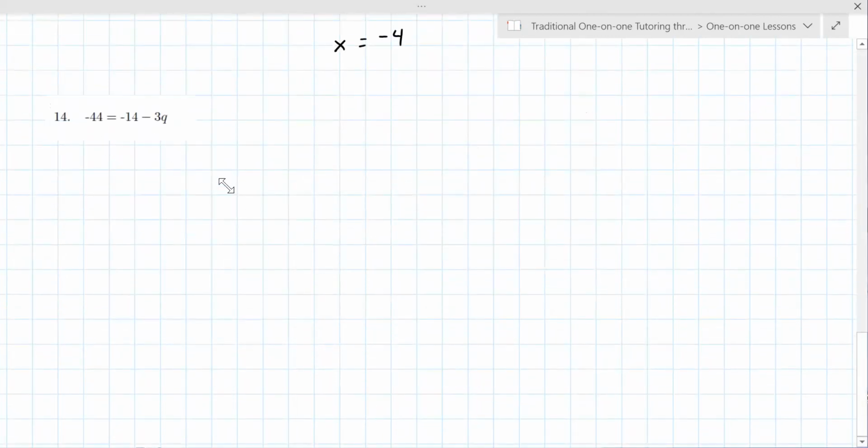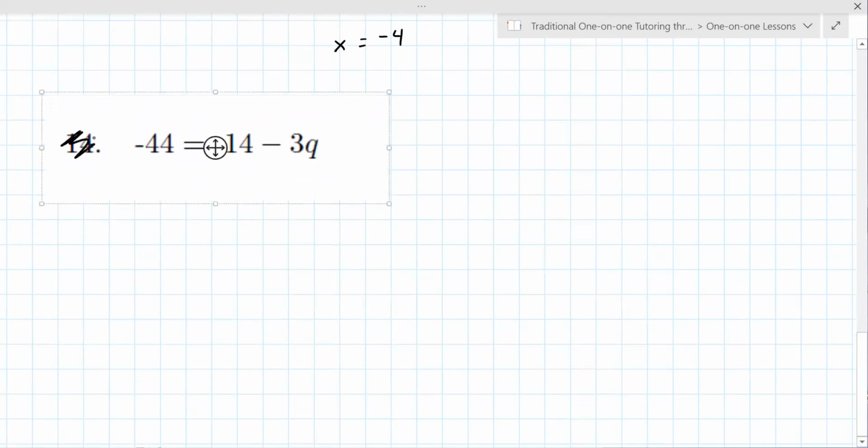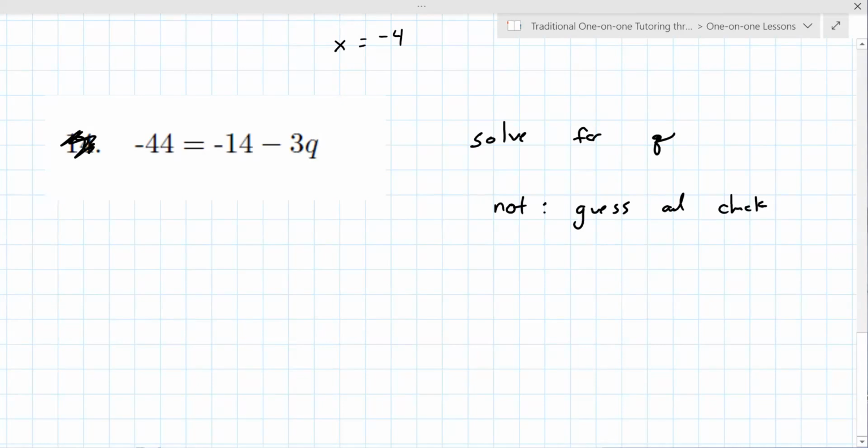All right, so this question says -44, forget about this 14 on the left. It says -44 equals -14 minus 3q. And you're being tasked to solve for q. Do you have any idea how you would do this? And here's what you're not supposed to do. You're not supposed to guess and check. You're supposed to use some math operations. And that's what I guess I'm trying to understand here, if you've seen those before.